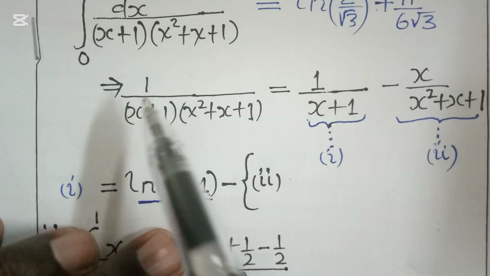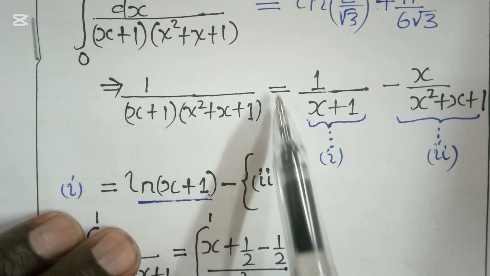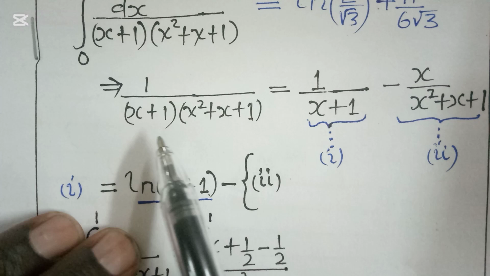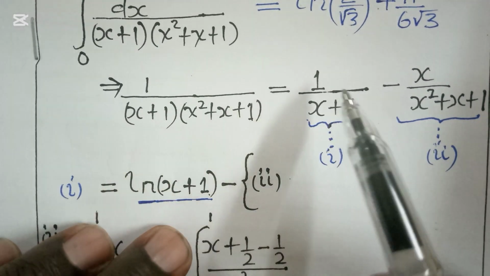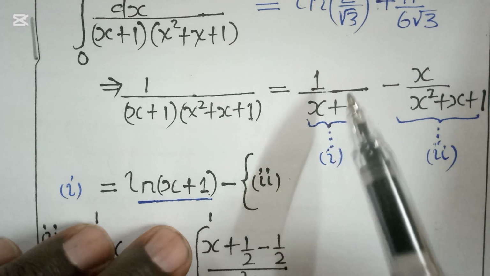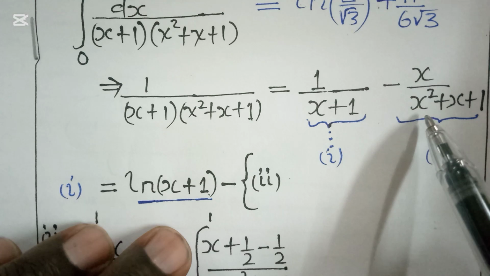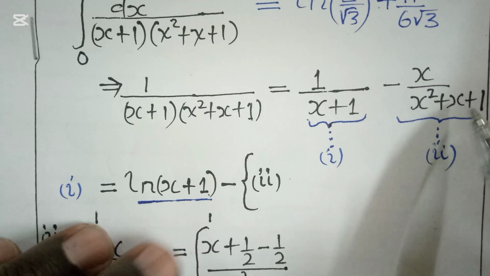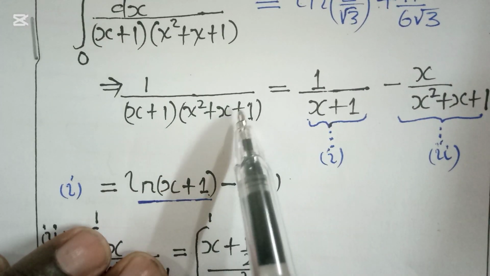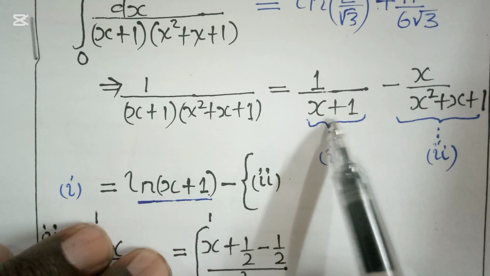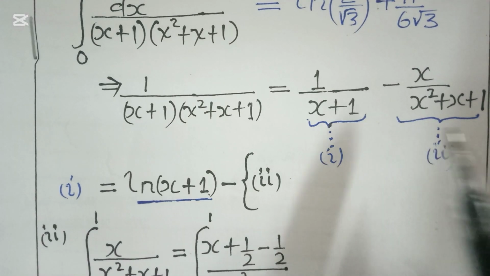Guys, the first thing we are going to do is to find the partial fractions of this expression. I have done that already, and the answer I have found is 1 over (x + 1) minus x over (x² + x + 1). So guys, I can give you a homework: do the partial fractions for this and see whether you find this. I have done that to save on time.